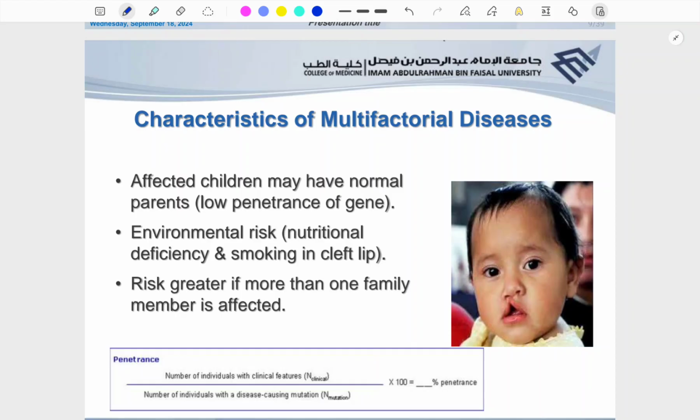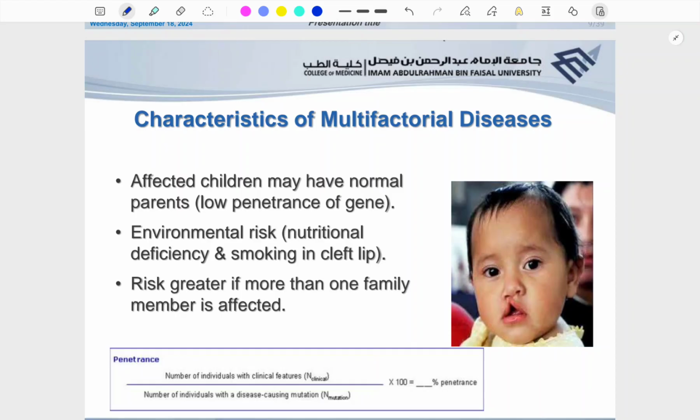Environmental risk is also involved in that because these are multifactorial, including nutritional deficiency, smoking, and alcohol, which is now being proven as well. Mothers who smoke or drink alcohol have a higher tendency to have children with a cleft palate.